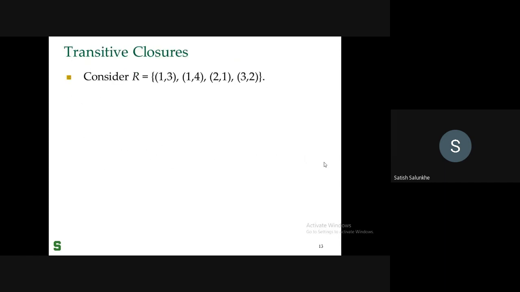Transitive closure. Now, what is transitive closure? Closure is nothing but forcefully transforming a relation R into some R dash which satisfies that particular property. If it is reflexive property, then reflexive closure. If it is symmetric property, symmetric closure. If it is transitive, then transitive closure, and so on.